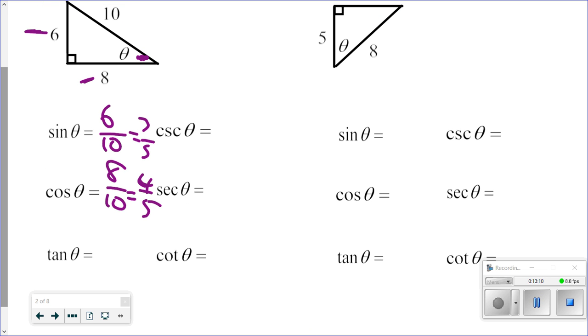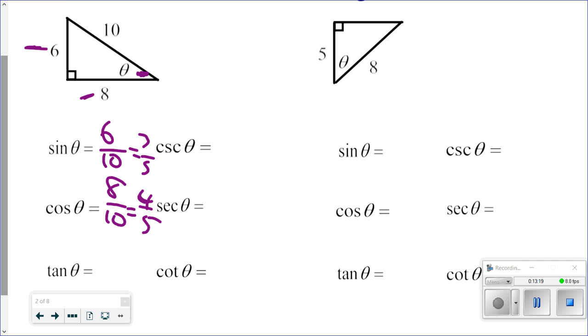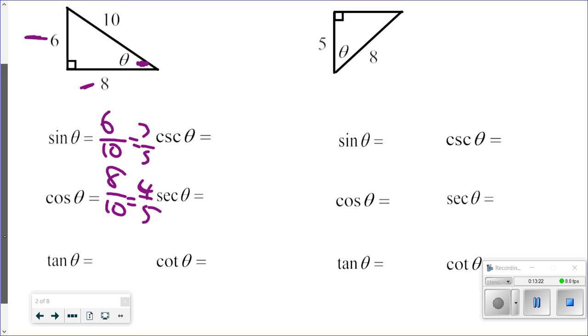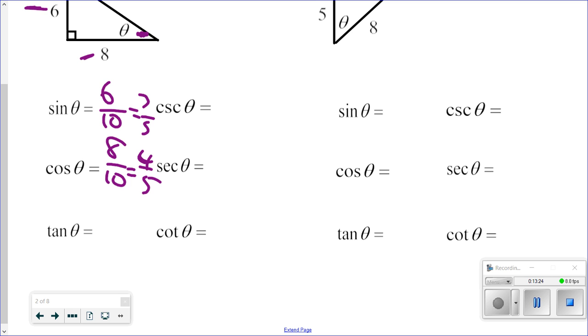tripping on acid, TOA, tangent, opposite, adjacent. So it's the side opposite the angle over the side adjacent to the angle. Which one is opposite? 6. Which one's adjacent? 8. So my tangent would be 6 over 8, which would be equal to 3/4. Okay? That's setting up the ratios. And if you can do that, you can do an awful lot. Okay, this is key to being able to find missing angles.